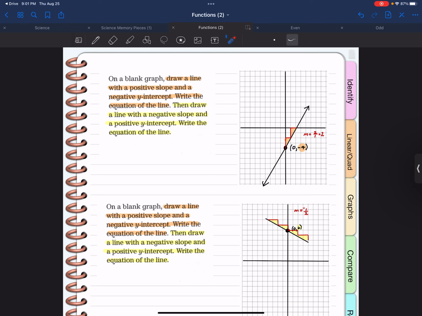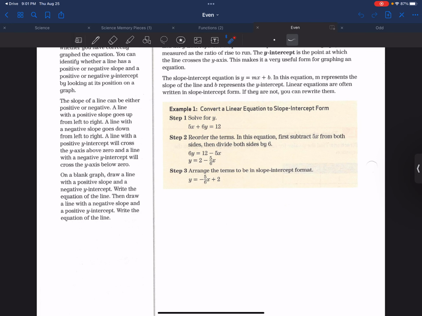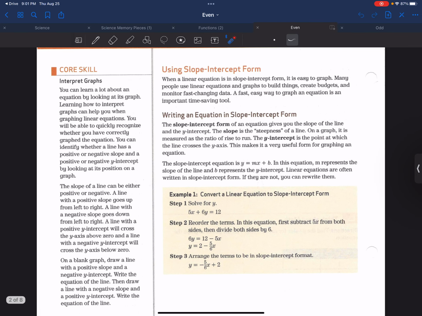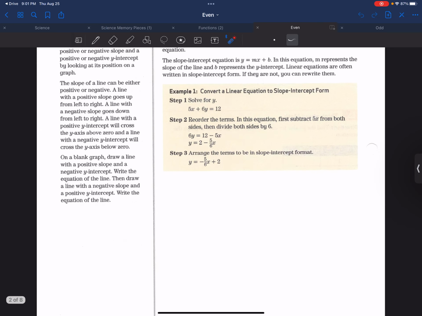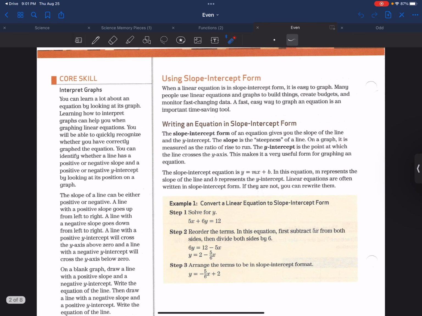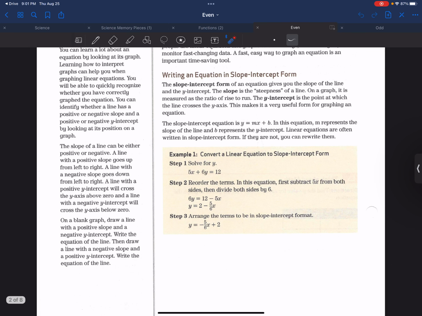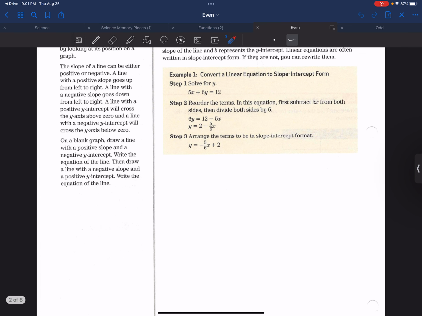Okay, back to our textbook. I'm actually on page 168. Let's take a look at this example. Again, I'm not going to read all of this. I know there's a lot there. I hope that you will take the time to read it. But let's look at an example.